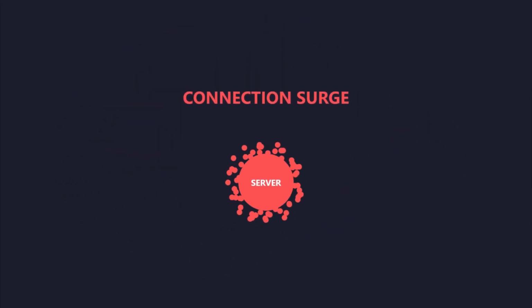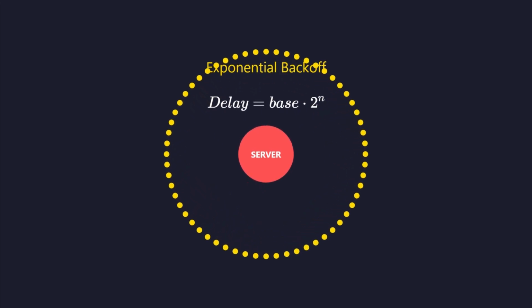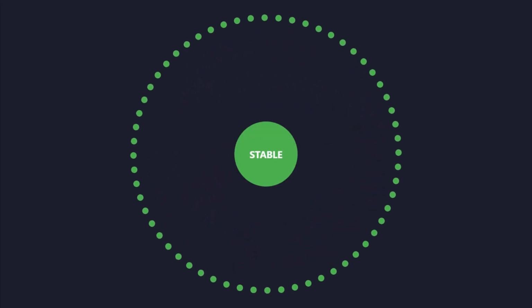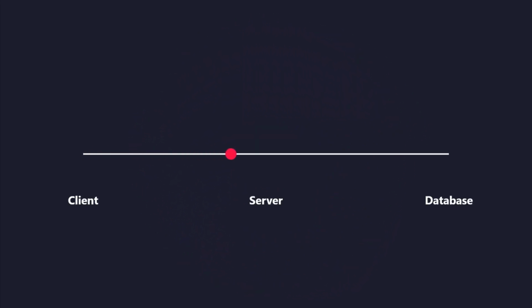If a server node fails, thousands of clients will attempt to reconnect immediately. This creates a massive surge in connection requests and encryption handshakes. Clients must implement exponential backoff, which increases the delay between reconnection attempts to give the system time to recover and stabilize from the failure.